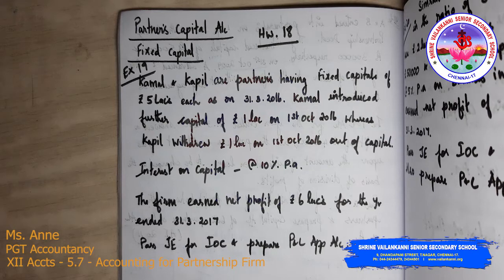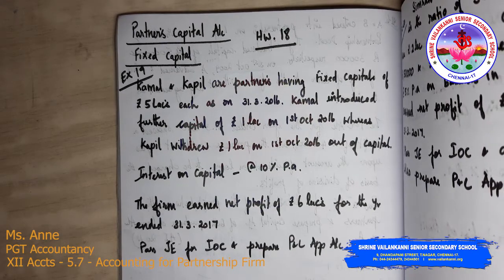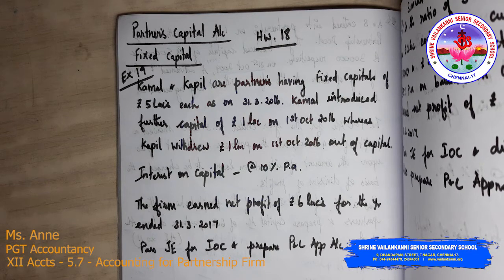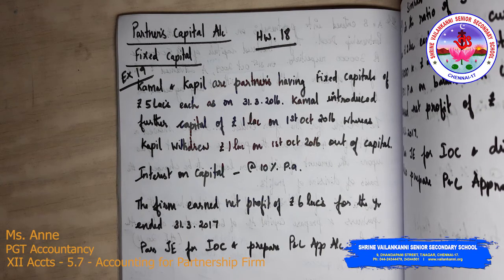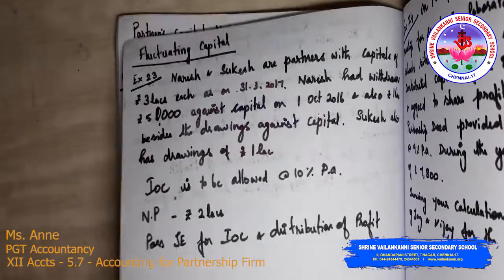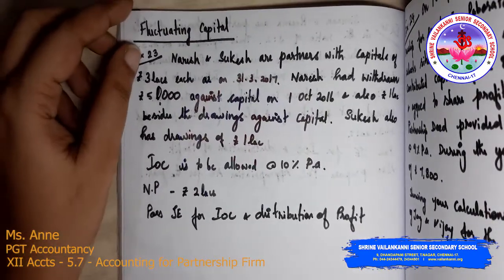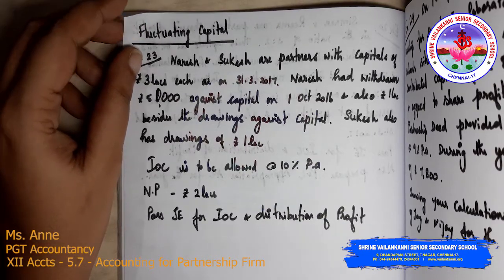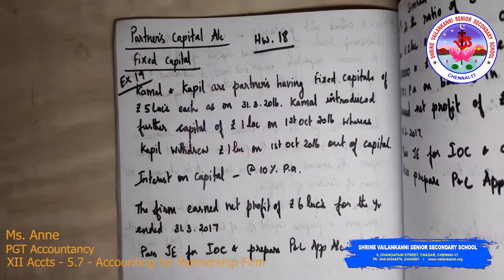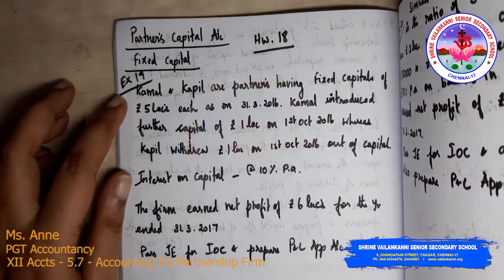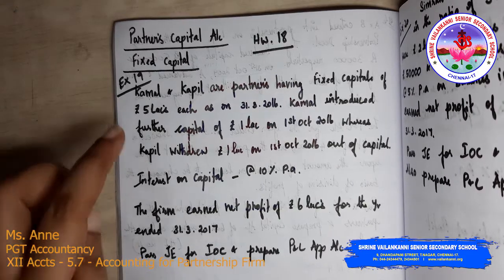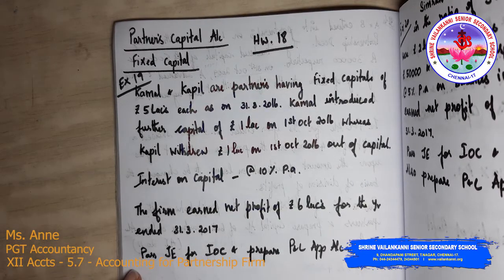If you are preparing the fixed capital method, we are all aware that we need to open two accounts. One is the fixed capital account, the other one is the current account. Under the fluctuating capital method, you have to open only one account, which is the fluctuating capital account. This is clear. Now I am going to read this problem. Please check whether you have this problem in your textbook. If not, please copy this problem and then we can solve it.